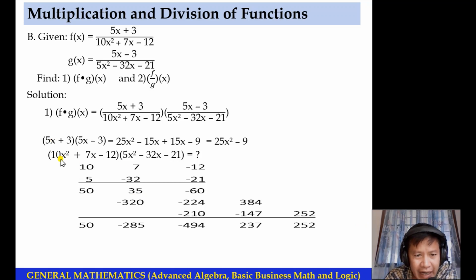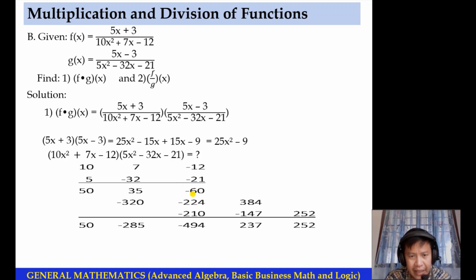So, what you need to do here is to copy. This is 10, 7, and negative 12. Did you understand, students? 10, 7, and negative 12. And we have also this 5, negative 32 and negative 21. Okay, then 10 times 5 is equal to 50. 5 times 7 is equal to 35. 5 times negative 12 is negative 60.